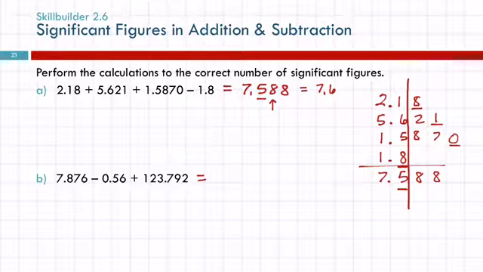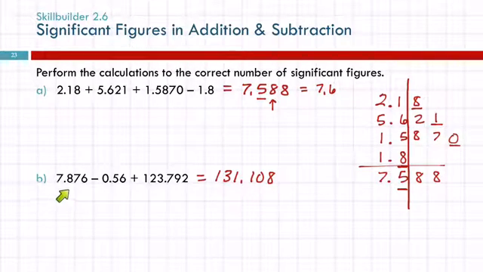So this last one here, I'm just doing this on my calculator: 7.876, it helps to get the number right, minus 0.56 plus 123.792. Calculator says 131.108.